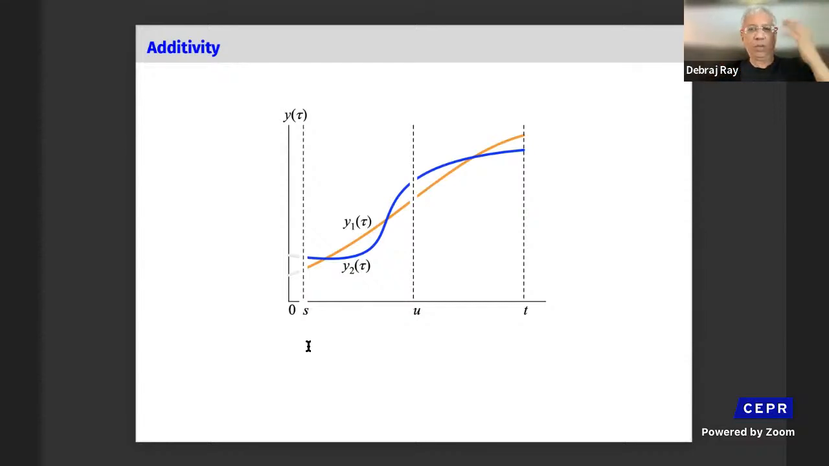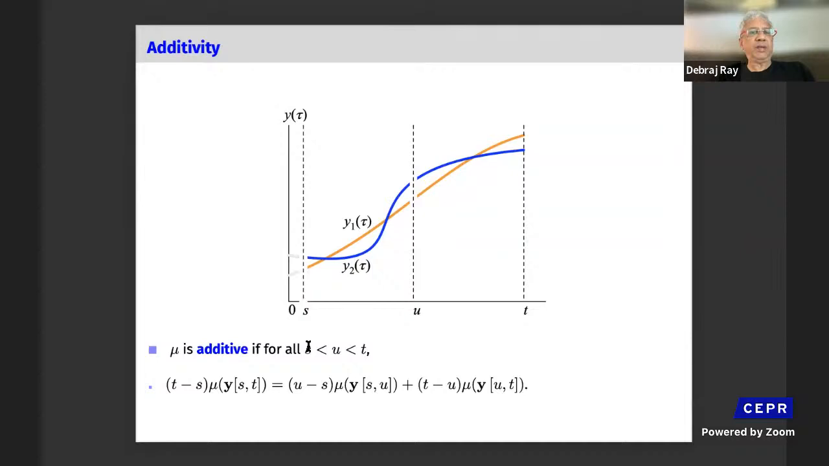The second condition is what I'm going to call additivity. Look at this picture. There are two trajectories here, and I divide up the time period into two subintervals, from S to U and from U to T. The condition says that the mobility over the overall interval should just be the sum of the mobilities in the individual intervals. So I say that the overall mobility is additive.